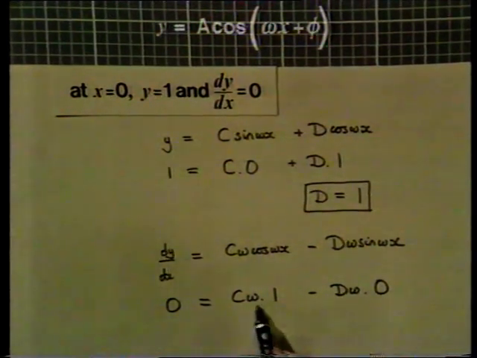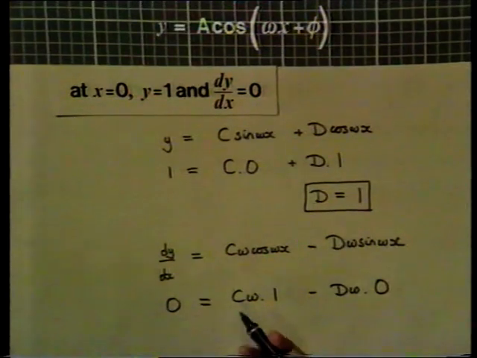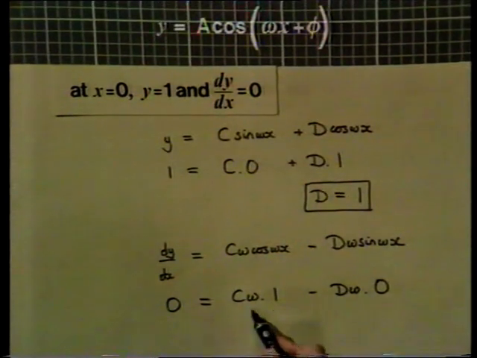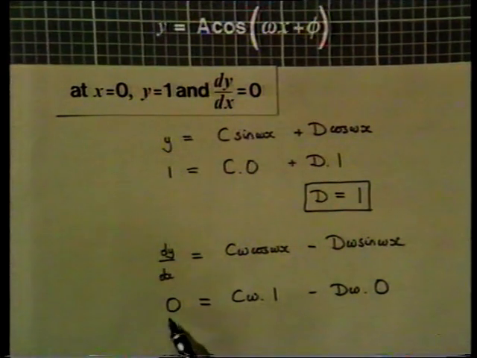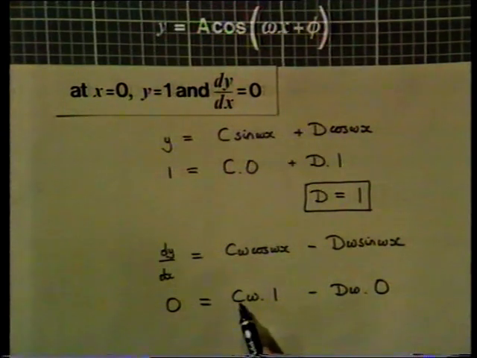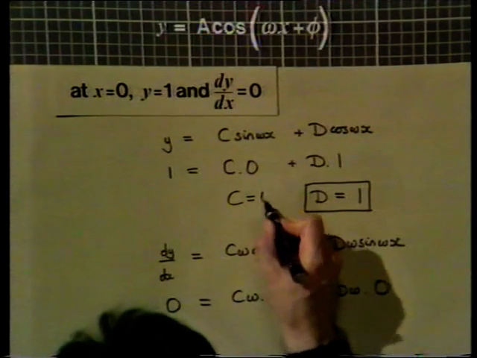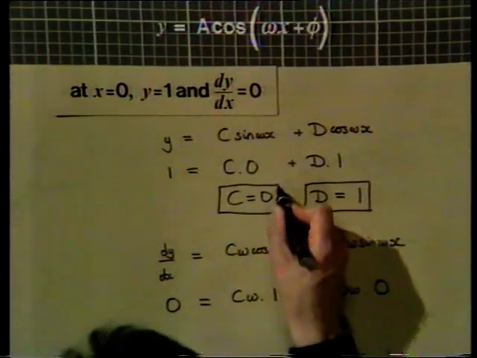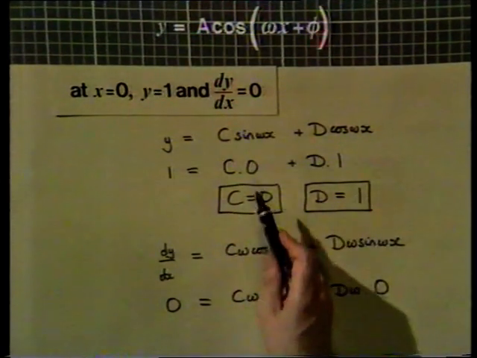Now, the omega here is just some parameter. It's determined by the differential equation itself. So that's not equal to 0. And that means the only way I can satisfy this equation is for C to be equal to 0. So I found the other arbitrary constant, C is 0.